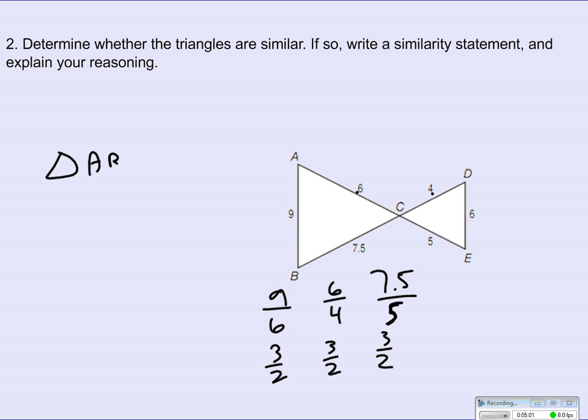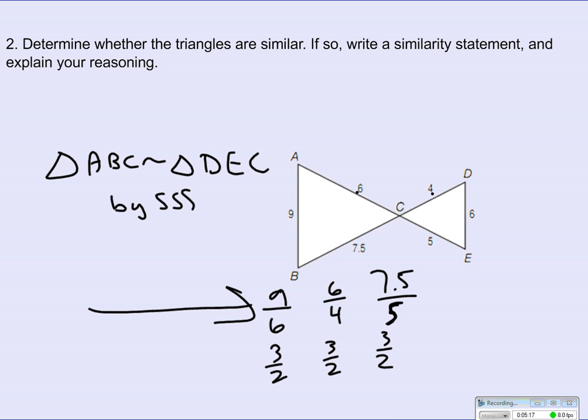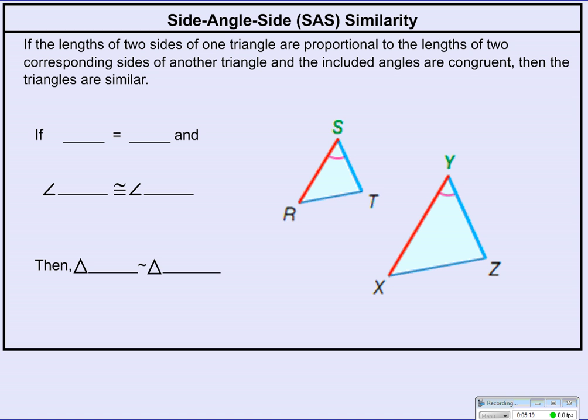So I say triangle ABC is similar, not congruent. I know I will catch somebody on that. So ABC, we better go D, E, C by side, side, side. But notice, I had to show that all three of those sides are similar. Don't worry about proof. I don't think we'll get into that. Proof of similarity gets kind of tricky.